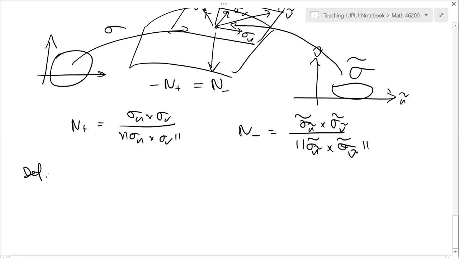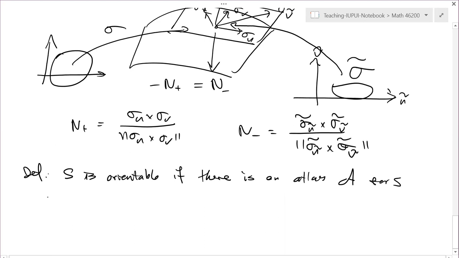We say S is orientable, right, if there is an atlas A for S with the following property: if phi is the transition map between any two surface patches, then the determinant is positive.